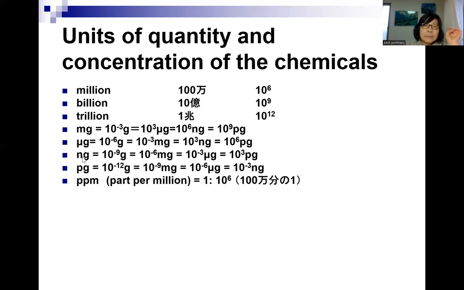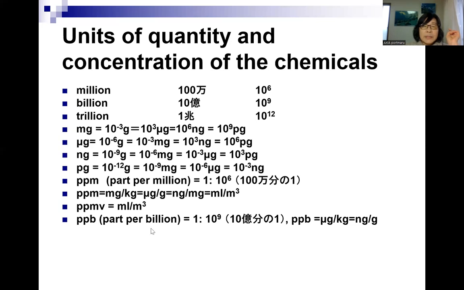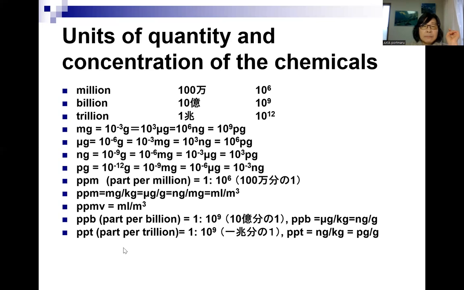Milligram, microgram, nanogram, picogram, ppm, part per million. Part per million, we can represent by milligram per kilogram, microgram per gram, or nanogram per milligram, or milliliter per cubic meter. PPMV equals milliliter per cubic meter. PPB, part per billion. PPB equals microgram per kilogram equals nanogram per gram. PPT, part per trillion. PPT equals nanogram per kilogram equals picogram per gram.